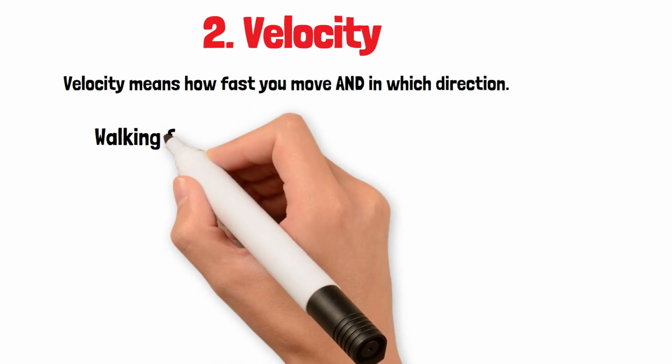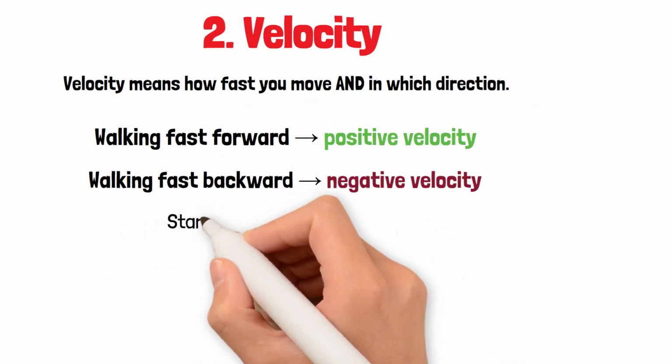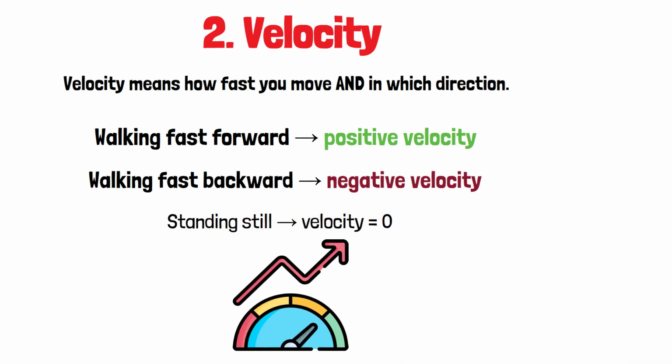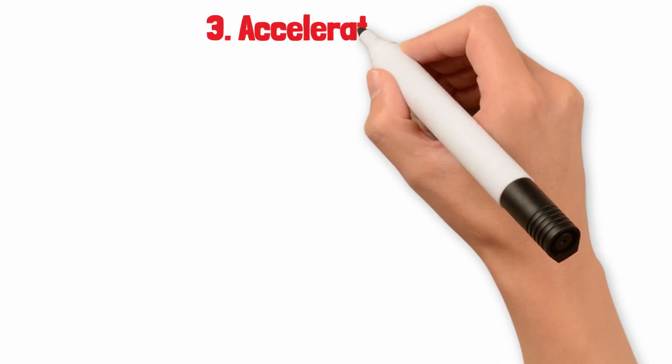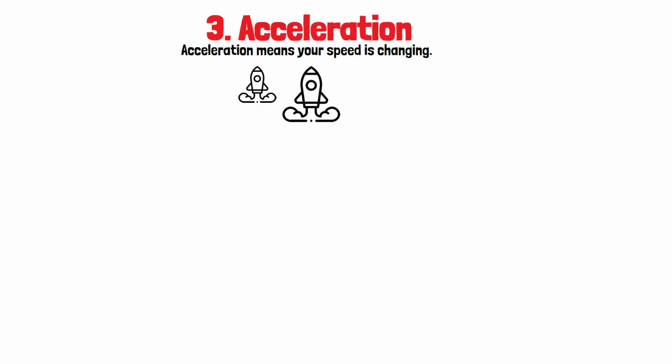Walking fast forward, positive velocity. Walking fast backward, negative velocity. Standing still, velocity equals 0. Velocity is basically the attitude of your movement. Three, acceleration. Acceleration means your speed is changing, not constant, either speeding up or slowing down.